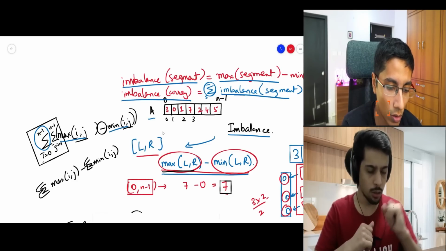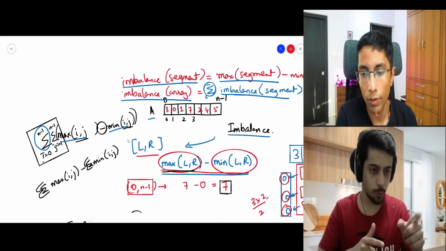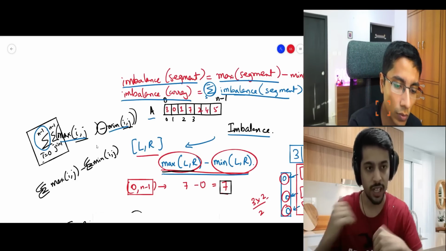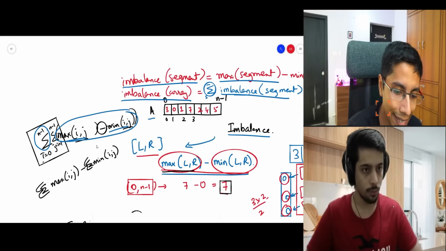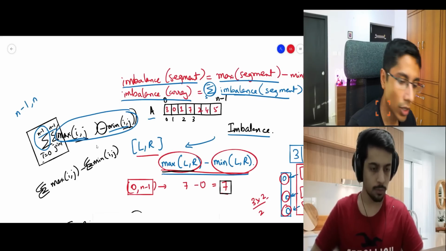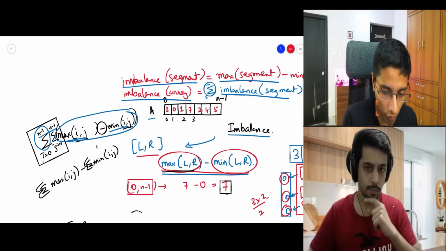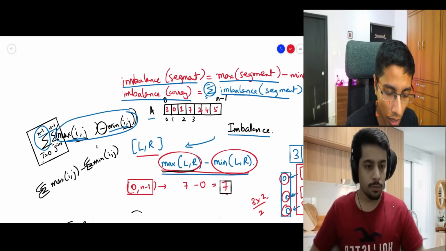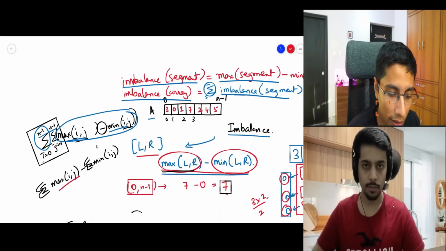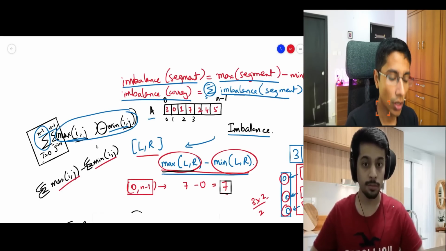Oh, got it. So from what I understand, that max minus min represents the imbalance of the segment, and those two summations basically indicate each and every subsegment out there. Yes, yes. So like we said, n square segments exist. Perfect. Right. So i to j. Okay. So if this is the case, then I can make this a little simpler. I don't need to do this calculation separately. I can break these calculations. How can I do that?